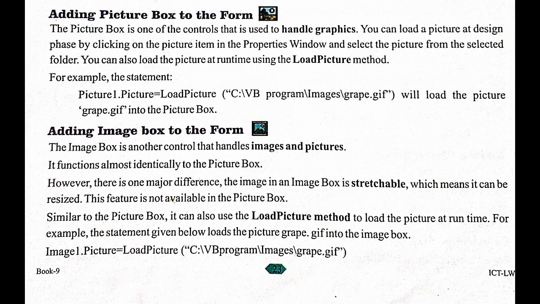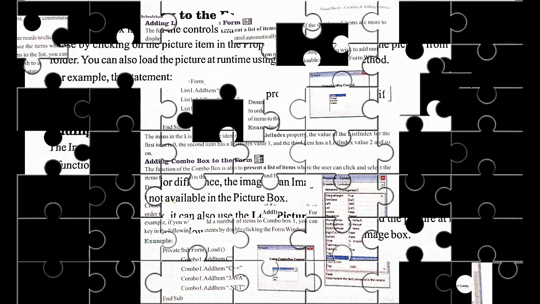Next tool what you are going to learn is picture box. Now let us see how to add picture box to the form. Picture box is placed to display the picture in the application. Adding image box to the form. The image box is also used to display picture in the application. The difference between the picture box and image box is that image box is stretchable, which means it can be resized, but using picture box you cannot resize the image. This is the main difference between image box and picture box.